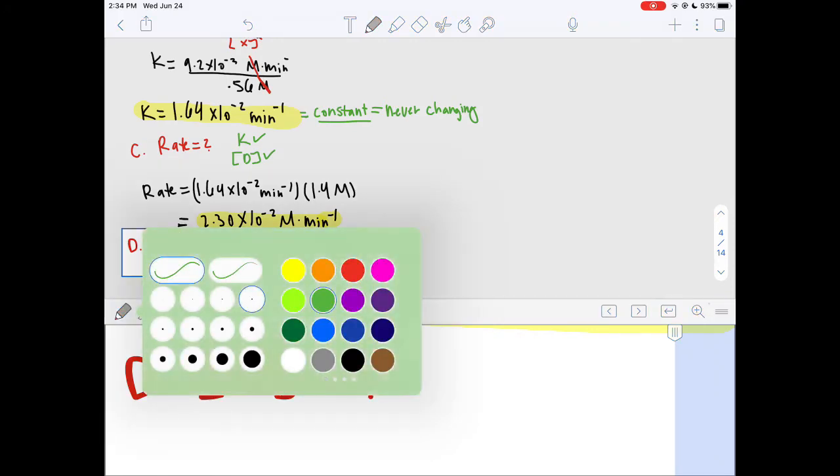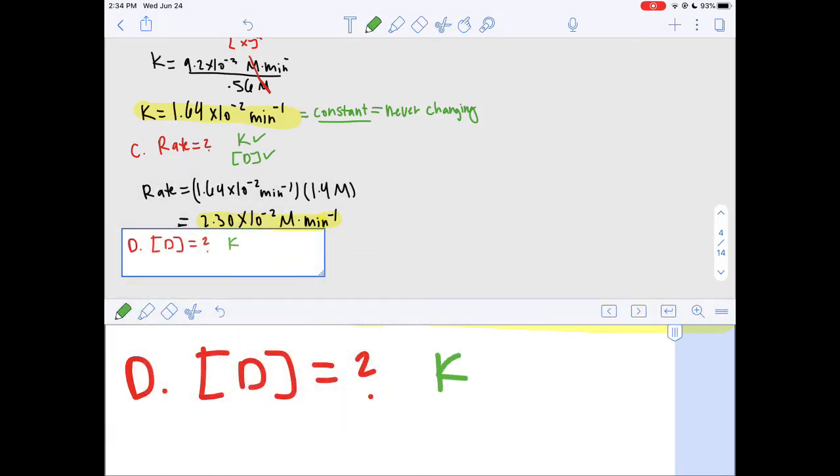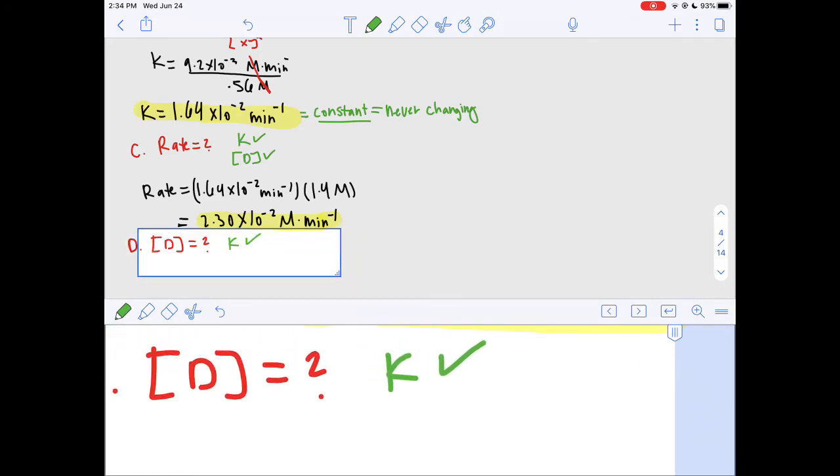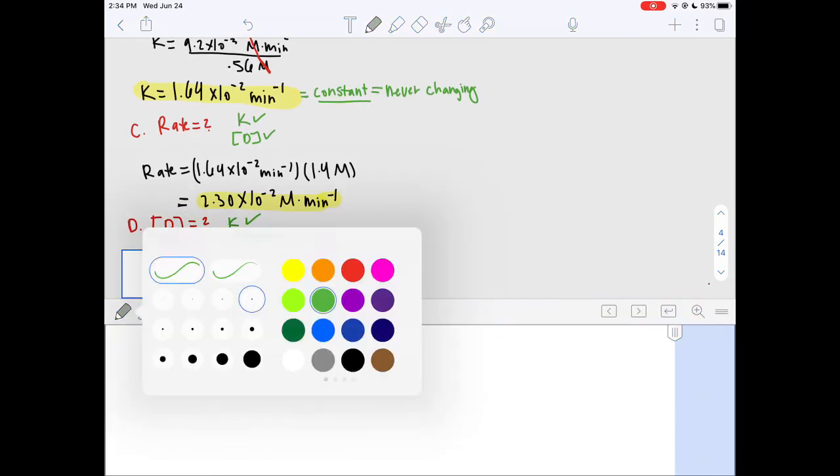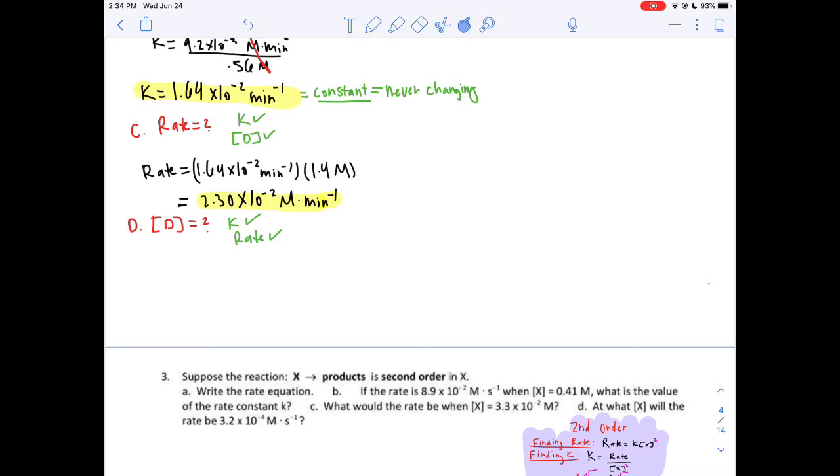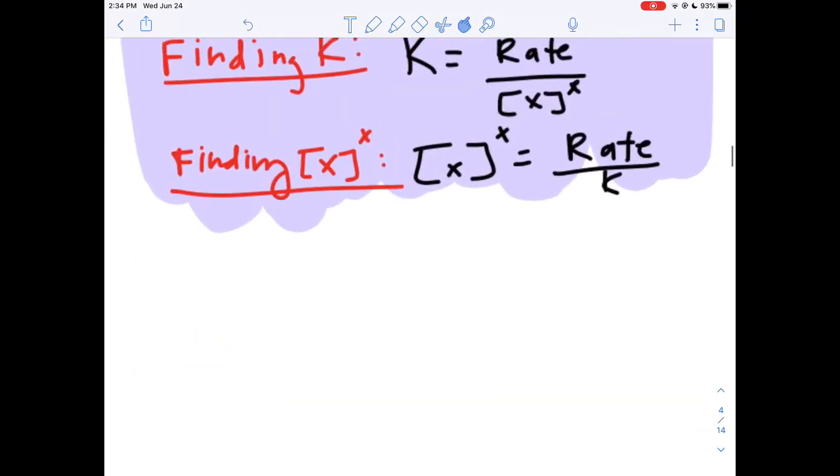And we already know the constant K. It's the same thing as what we solved for, because it doesn't change, it's a constant. So that's kind of easy to remember. And she gives you the rate. And the equation you're going to use is, let's see, this.